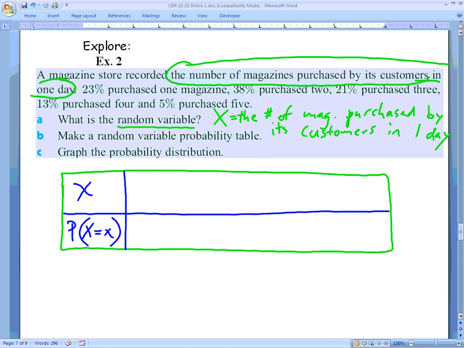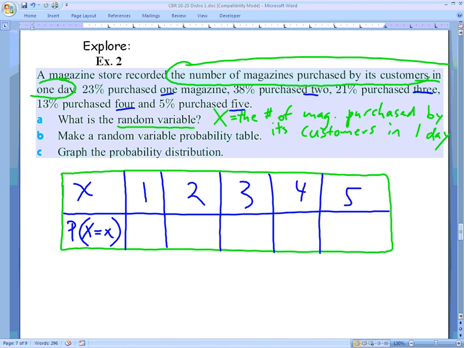What does little x represent again? Little x is our actual number. What could our customers purchase? They could purchase 1, 2, 3, 4, or 5. Those are all the different values of our random variable. Why can't it be 0? Because you're not a customer if you don't buy anything.